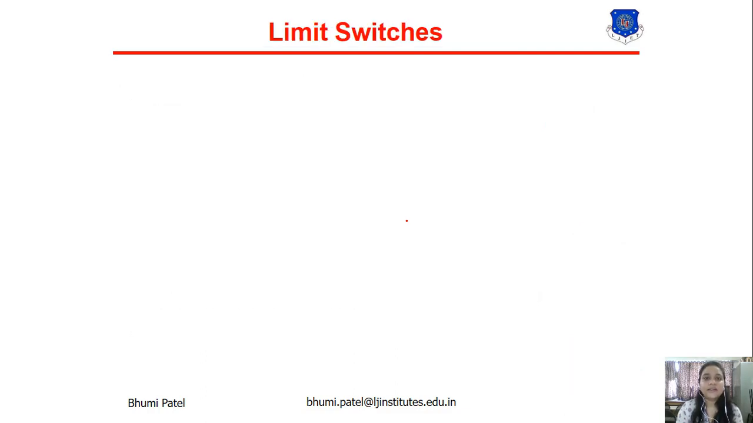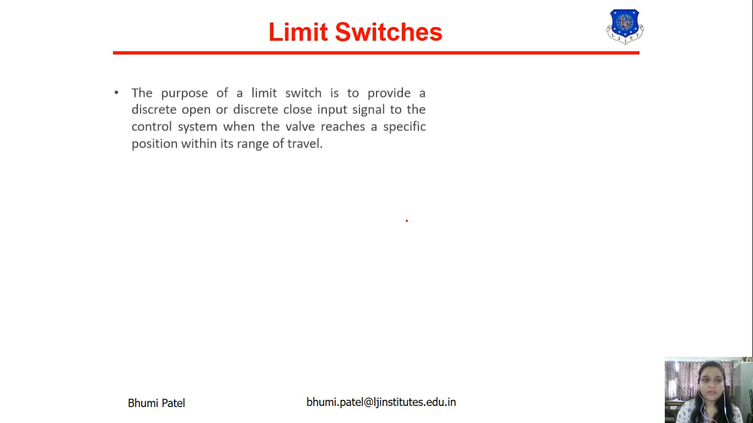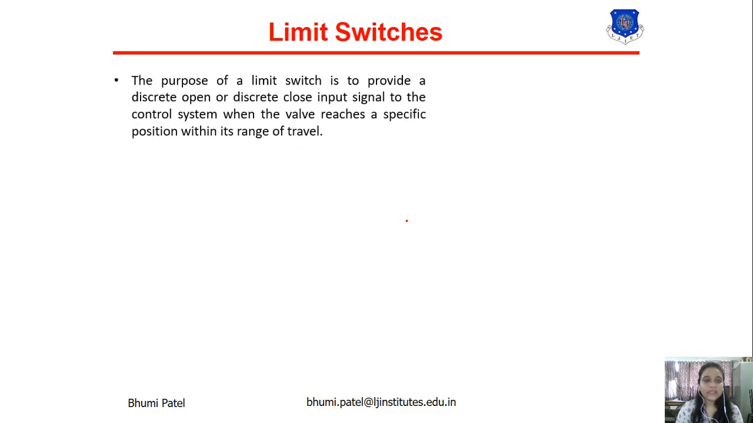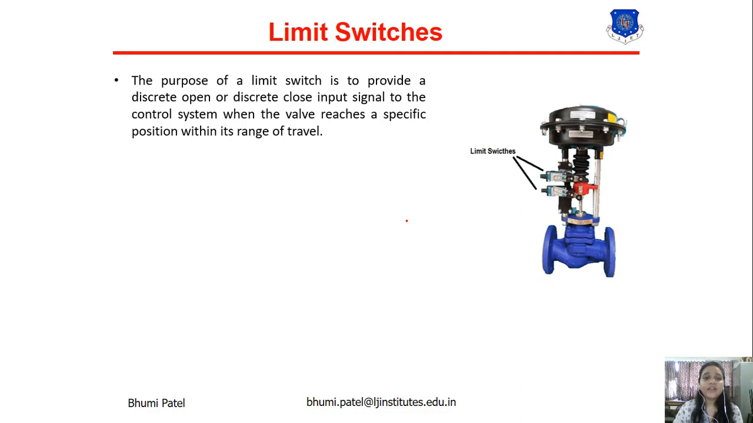Next accessory is the limit switch. Now what is the limit switch? The purpose of the limit switch is to provide a discrete open or discrete close input signal to the control system when the valve reaches a specific position within its range of travel. In this special case, we can connect the limit switch to the control valve. So how is the limit switch used? It is used to provide a discrete open or discrete close input signal.